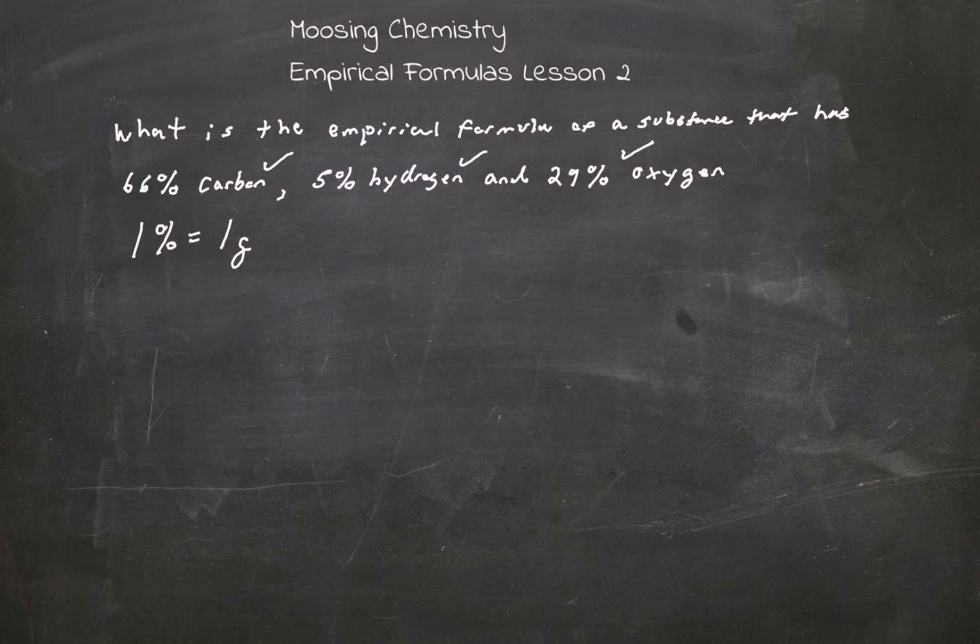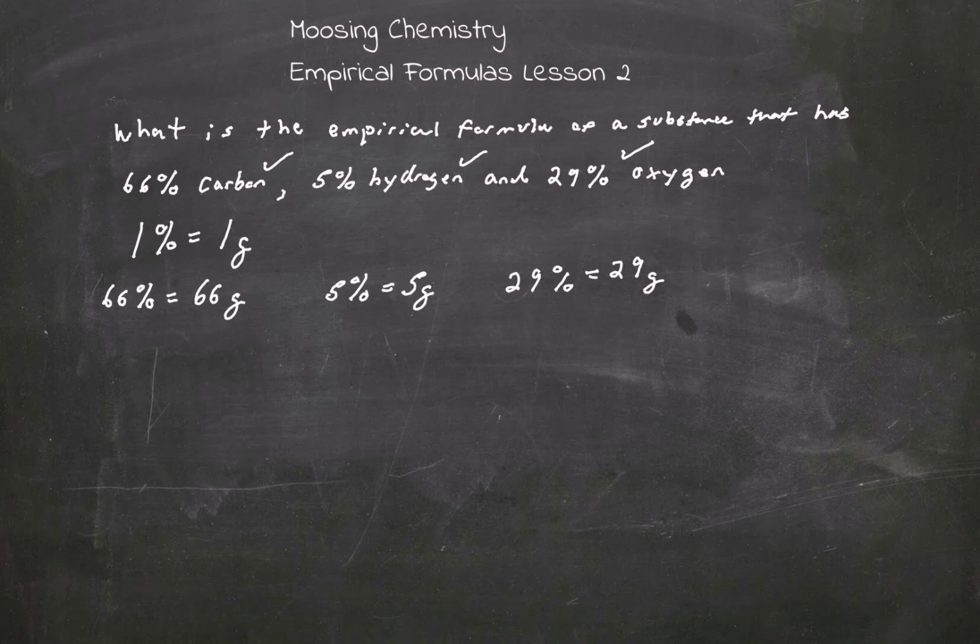All right, so now what we need to do is convert that into grams. So 66% is 66 grams. 5% is 5 grams. 29% is 29 grams. And we add that all up, you'll find out that the sample totals 100 grams. So that makes things a lot easier.